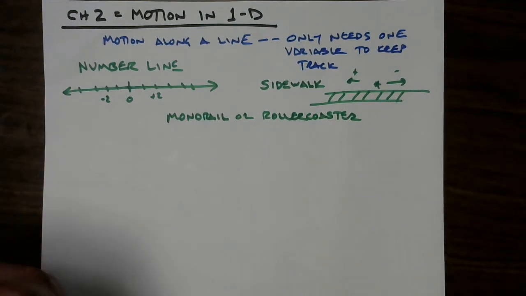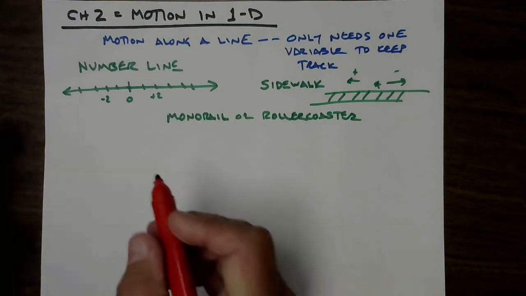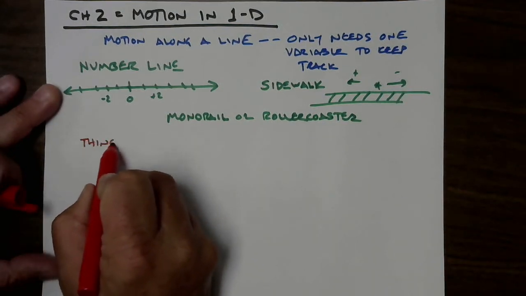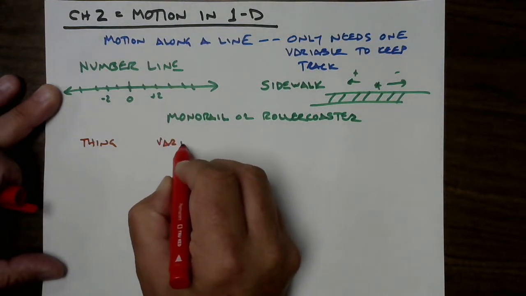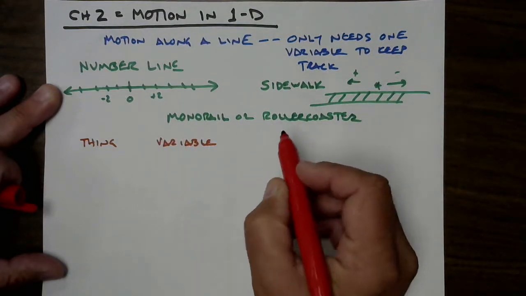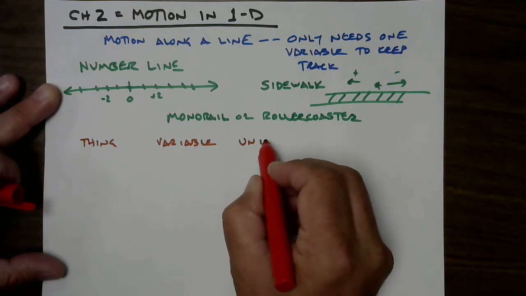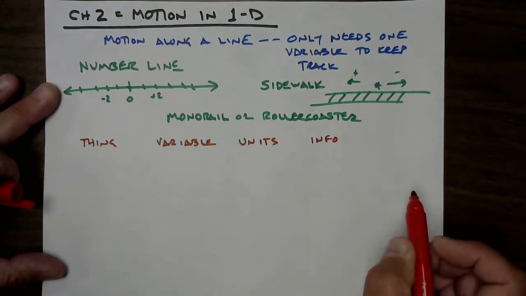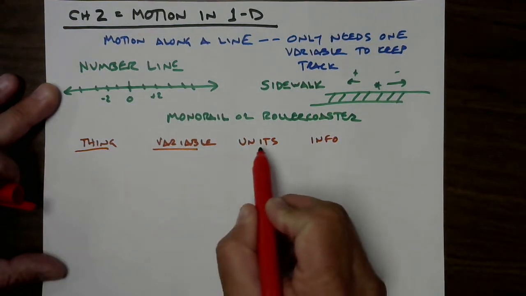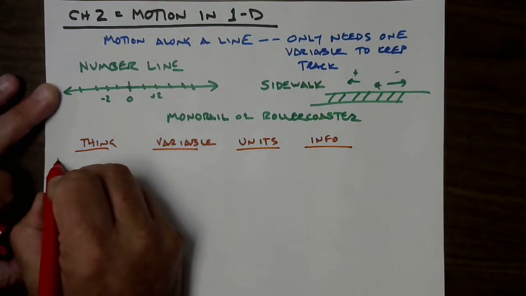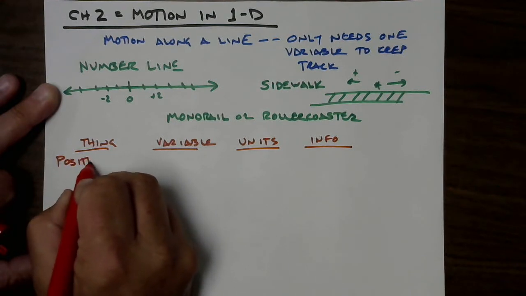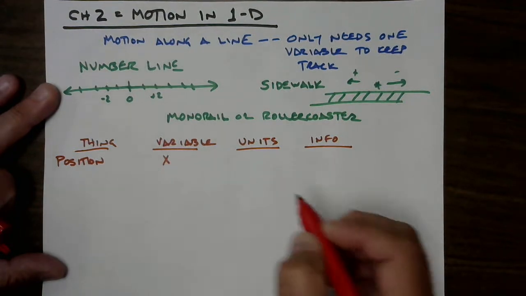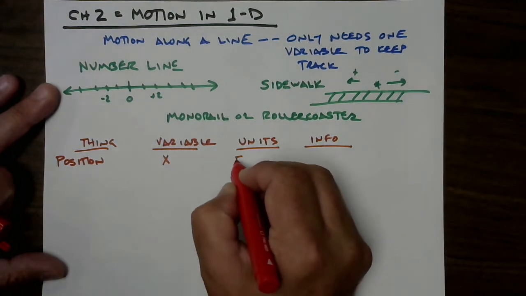So what are you going to need to do to do this? Well, let's make a little table of what we're going to keep track of. There's the thing, there's the variable, there are the units for the variable, then there's other info that we might want to say about it. So this is going to be like a table. And the first thing you need to keep track of is the position of whatever you're keeping track of. The variable we're going to use for that is the letter X, and it will be measured in meters.